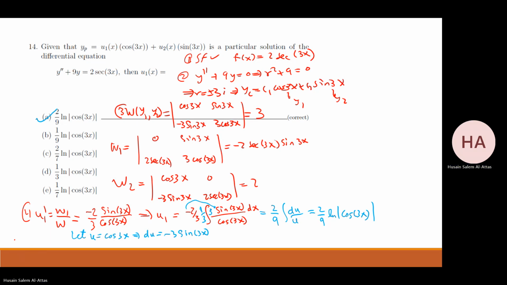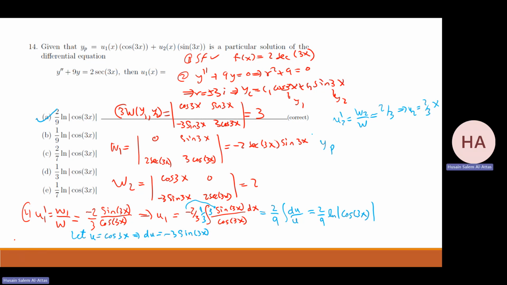But for completeness, so there is no confusion between them, let me find u2 prime. That will be w2 over w. That will be what? 6, an easy one. It is 2 over 3. U2 is 2 over 3x.